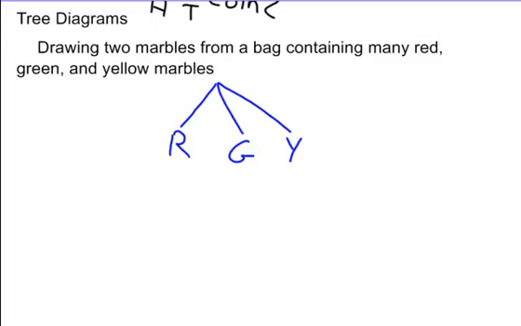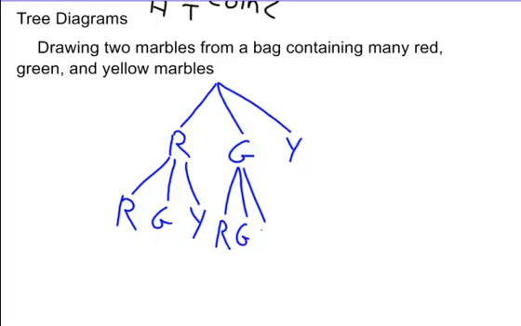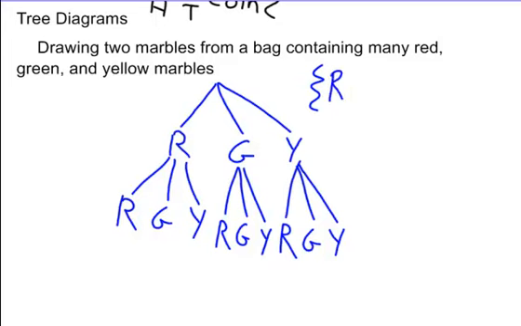Then let's say after we draw a red, we could also draw a red again, a green, or a yellow. And the same goes for green and yellow. After that, we still have a chance of drawing a red, green, or yellow. So being able to see that each branch gives a different outcome, the sample space is seen as red with red, red with green, red with yellow, and so on.